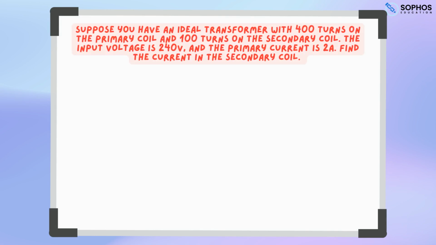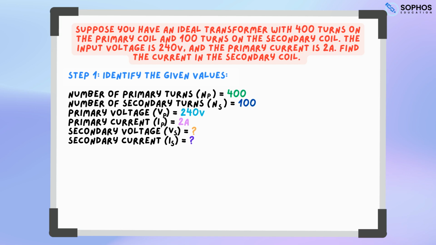In another example, suppose you have an ideal transformer with 400 turns on the primary coil and 100 turns on the secondary coil. The input voltage is 240 volts and the primary current is 2A. We need to find the current in the secondary coil. Firstly, identify the given values. The number of primary turns, Np, equals 400. Number of secondary turns, Ns, equals 100. Primary voltage, Vp, equals 240 V. Primary current, Ip, equals 2A. Secondary voltage, Vs, and secondary current, Is, are unknown.